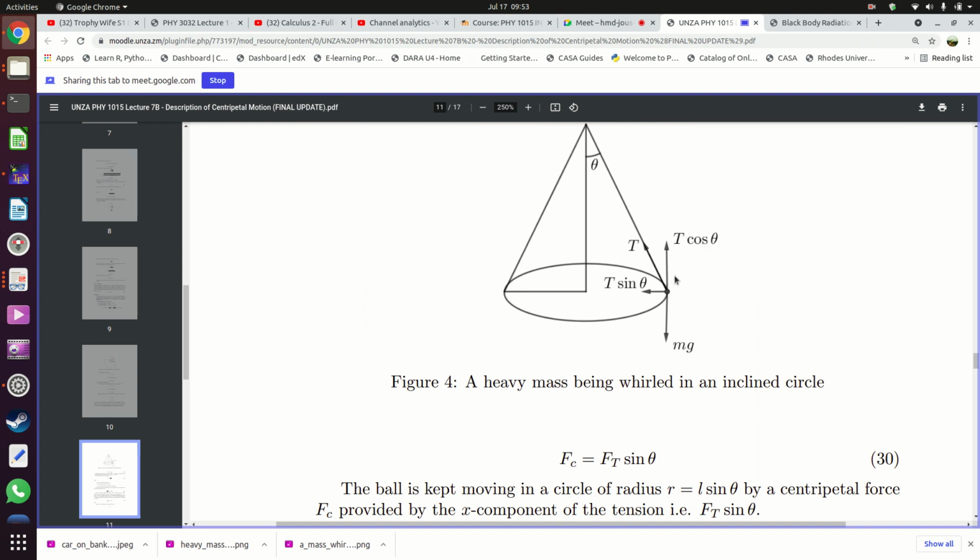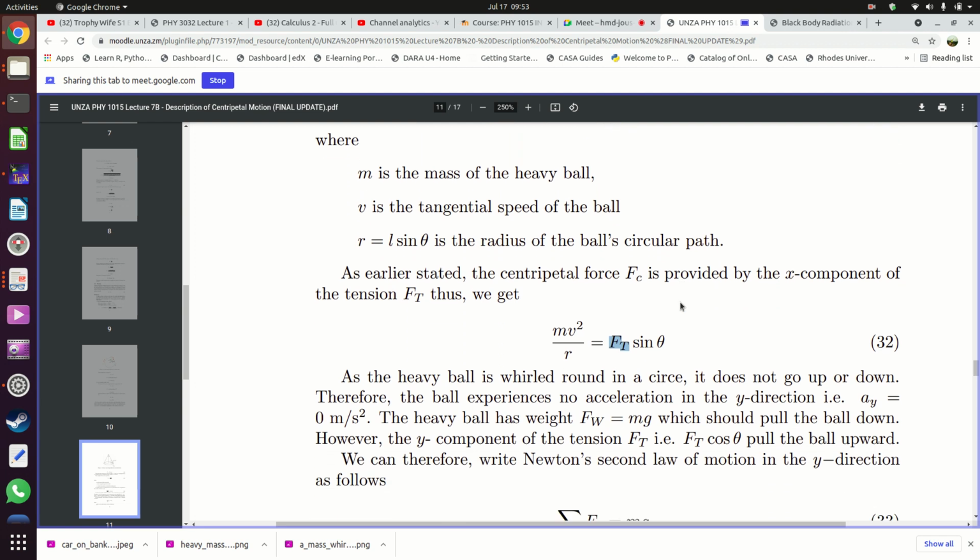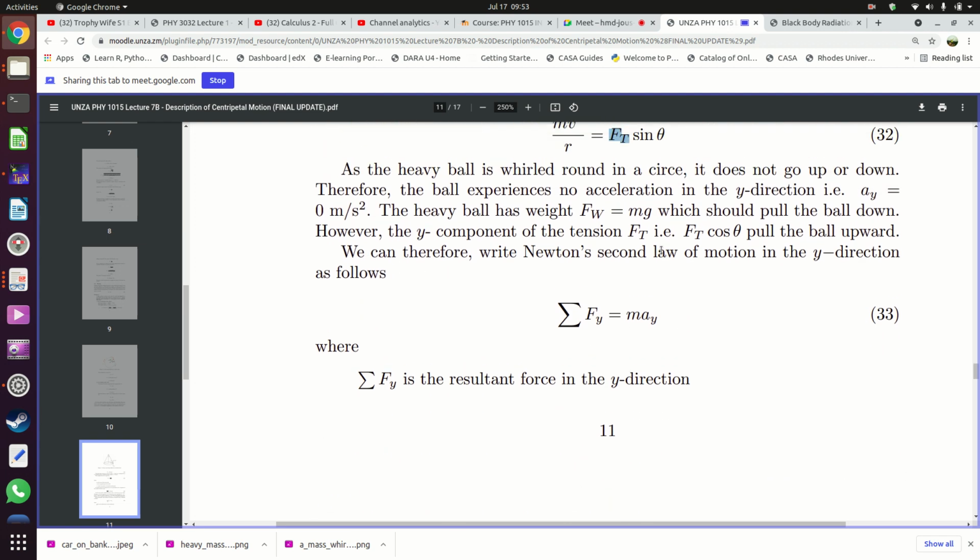The T cos theta and mg are equal because this object doesn't go up and doesn't go down, but stays where it is. They are equal to each other because there is no acceleration in that direction. So we write Newton's second law of motion in the y direction: the resultant force equals the mass of the object multiplied by the acceleration in the y direction. But in the y direction, the object is not accelerating. It's only accelerating as it moves in the circle.